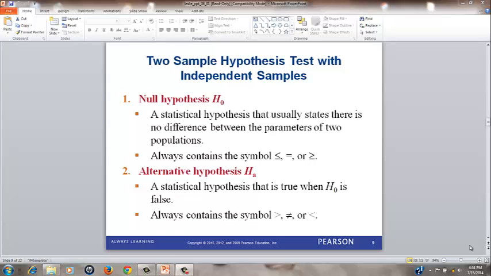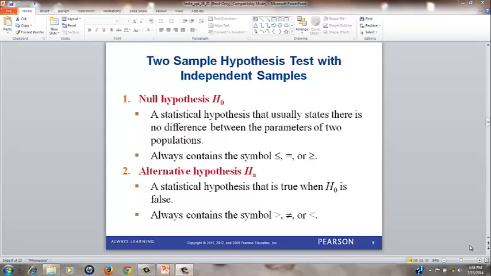So although I'm going to have you do your homework based on what the textbook said, I want you to think about this and how you're going to be looking at it when you go on to nursing research if you're an RN to BSN student, or the advanced research class if you're going on for the master's or doctorate programs. A null hypothesis is exactly what it says here, a statistical hypothesis that usually states there is no difference between the parameter of two populations.